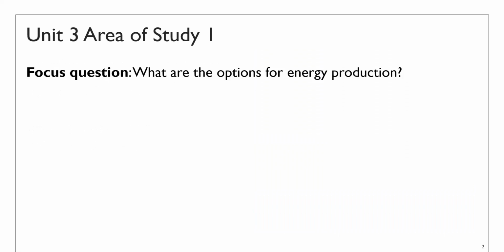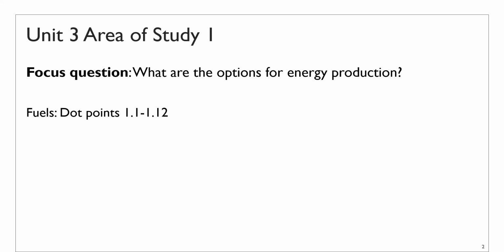Anyhow, so Unit 3 Area of Study 1, this is the focus question. What are the options for energy production? So everything that we learn goes back to this question, and there's a little bit on batteries and hydrogen gas that we're going to talk about later when we look at redox. But for the most part, everything that we've learned ultimately goes back to this question. We're trying to answer what the options for energy production are and how we make the current process better, more environmentally friendly, more efficient, and so forth.